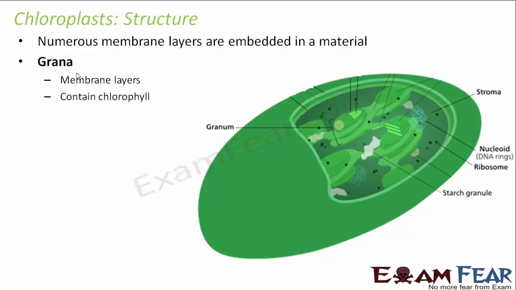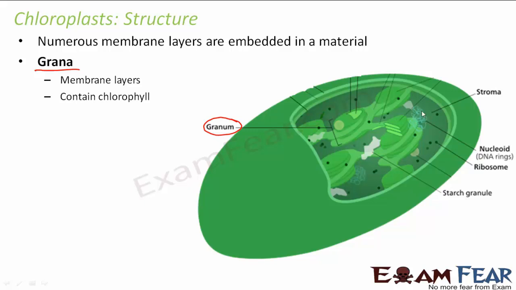So these membrane layers are known as grana or granum. Grana is the plural of granum. So what is granum? Granum means these membrane layers. So here you can see these are the different layers. It is like you take many saucers and keep one above another. What happens? Many layers are arranged in a column, right? So similar is the scenario here. Many layers are arranged one after another, and then they are embedded in a material.